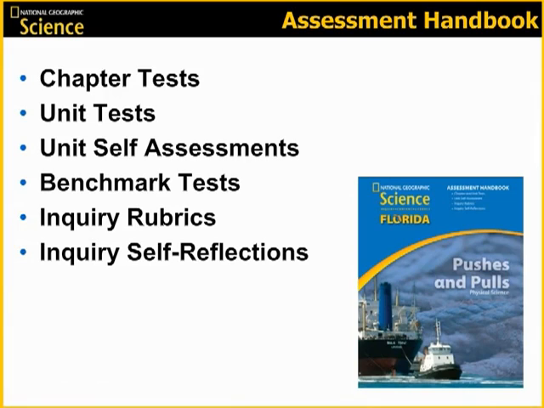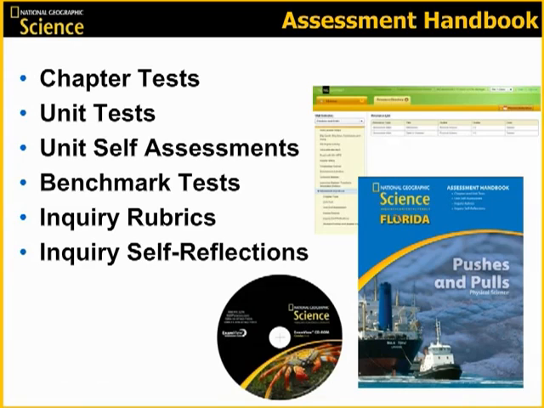We'll begin with the Assessment Handbook. The Assessment Handbook for each unit includes chapter tests, unit tests, unit self-assessments, and benchmark tests. The National Geographic Science assessments have been designed so that frequent, varied assessment informs instruction every step of the way. The assessment handbook also includes inquiry rubrics and inquiry self-reflections to assess students' performance on inquiry activities.